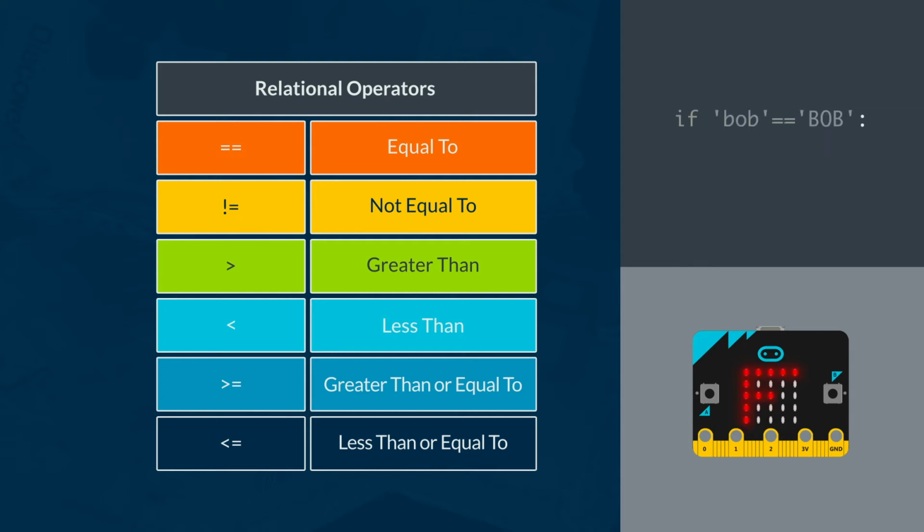Here are three conditions. The first one is checking if Bob is the same as Bob in capitals. This will return false, so the line below would not run. If 2 is greater than 4, this is also false. The third one uses two variables. If the value in num1, 2, is less than the value in num2, 4, this is true, so the line below would run.